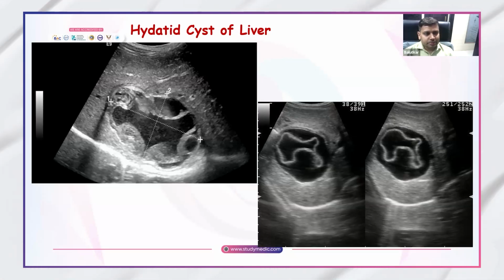According to the stage of hydatid disease, we will have loose membranes floating within, which is also called the water lily sign. And if it is in an advanced or degenerative stage, we can see calcification and shrunken hydatid cysts.